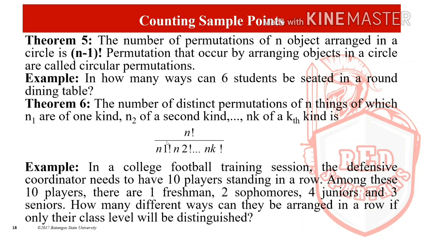Yung gagawin nyo lang dyan, n factorial, yung sa taas, sa numerator ay yung total, 10 factorial. Then, sa denominator natin, meron tayong 1 freshman, so 1 factorial, times 2 sophomores, 2 factorial, times 4 juniors, 4 factorial, times 3 factorial for seniors. Dapat yung sum ng nasa denominator ay equal sa numerator. So, 12,600 ways for this example.